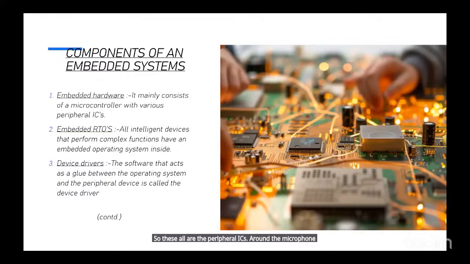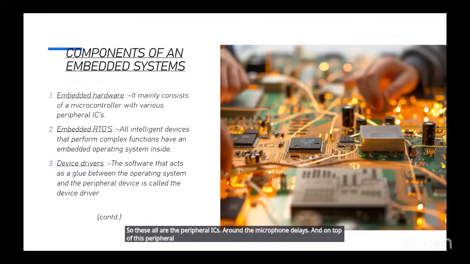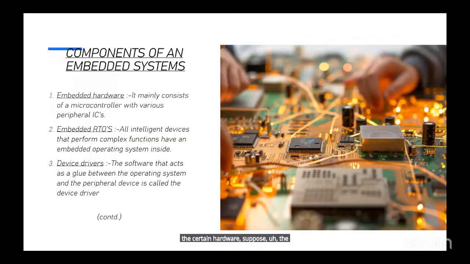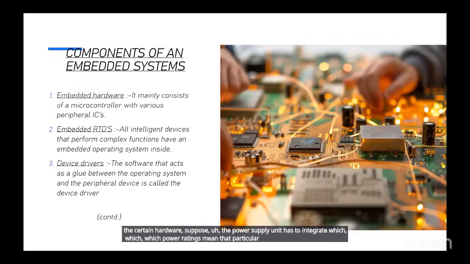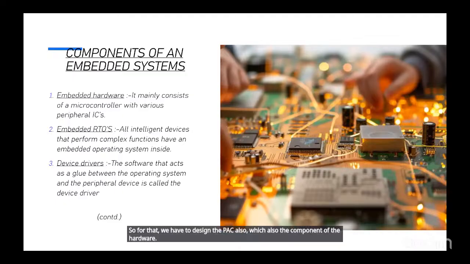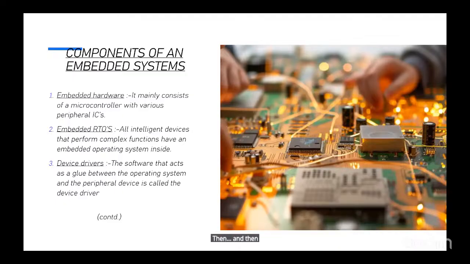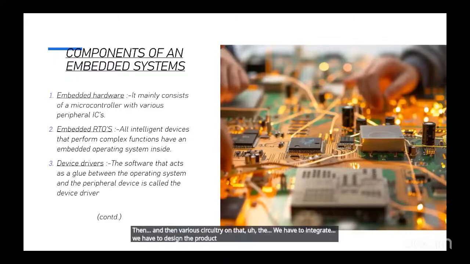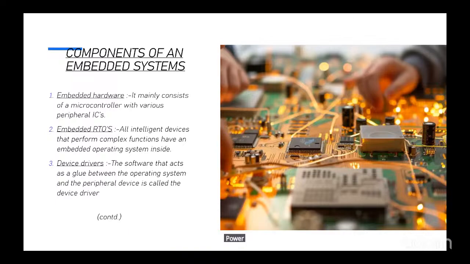On top of these peripheral ICs, we have certain other hardware. Suppose the power supply unit has to be integrated, based on the power ratings the particular product has to be designed for. So we have to design the PSU also, which is also a component of the hardware. Then we integrate various circuitry and design the product on PCBs, printed circuit boards. This is the embedded hardware.